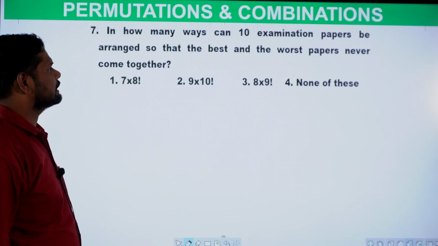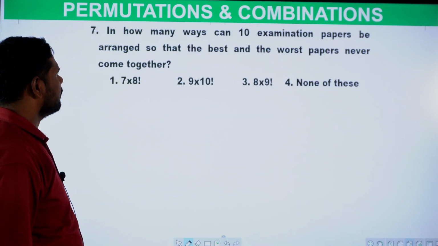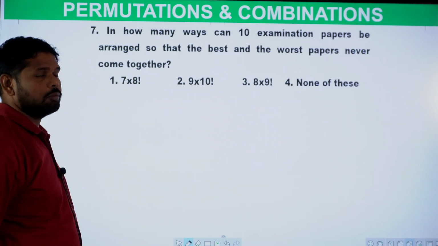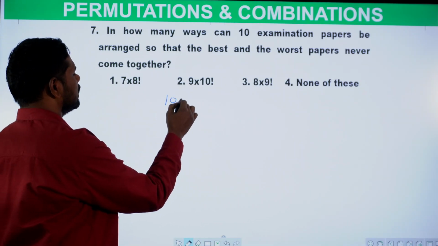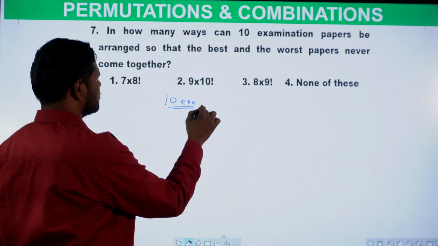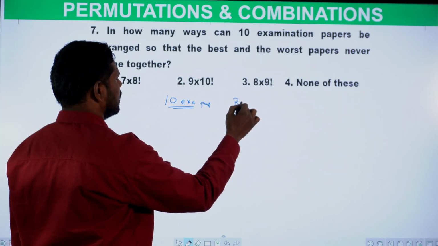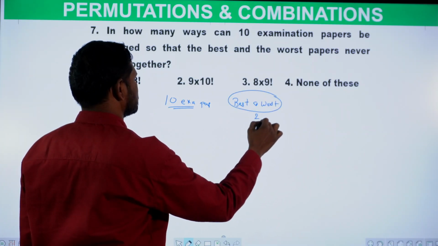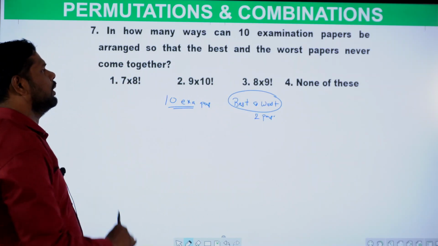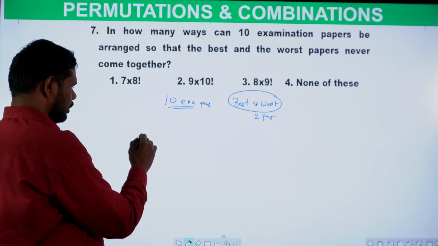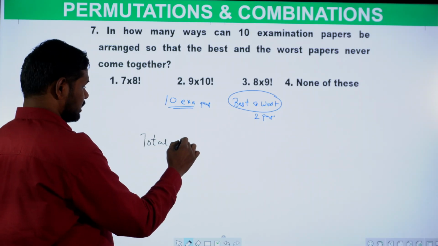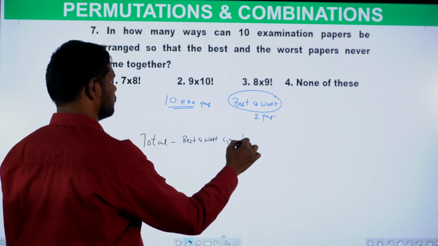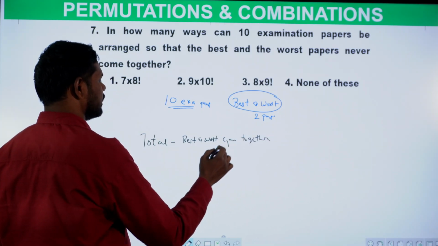In how many ways can 10 examination papers be arranged so that the best and worst paper never come together? So total how many papers are there? 10 examination papers. In this, best and worst, how many papers here? 2 papers. So these 2 papers never come together means again same: total minus best and worst come together.